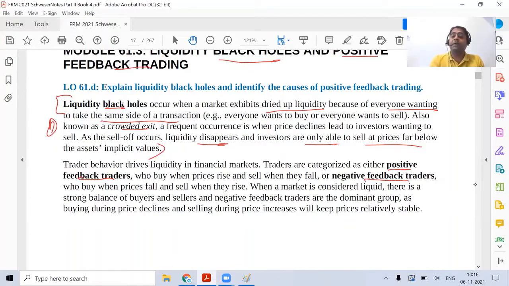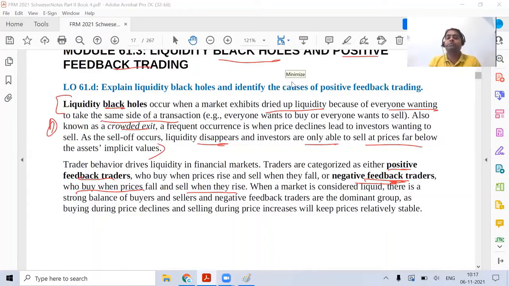But what about negative feedback traders? They behave in a very different way. If the market is going down, you will buy. Like Warren Buffett. Value investors, they will wait for the market to go down. Okay, so they will buy when the price falls and sell when the price rises. So if you look at it properly, these negative feedback traders actually bring stability into the market. Because if the prices are going down and they are buying, they bring stability in the reduction of price.